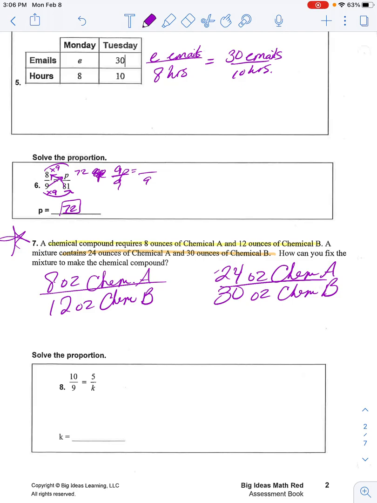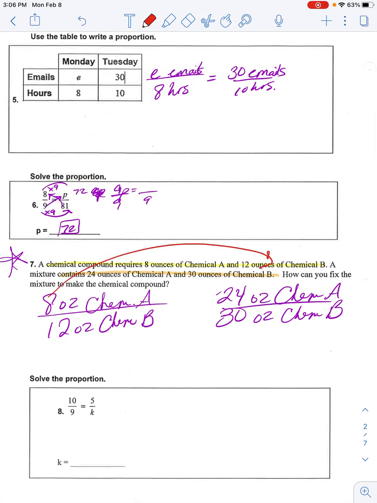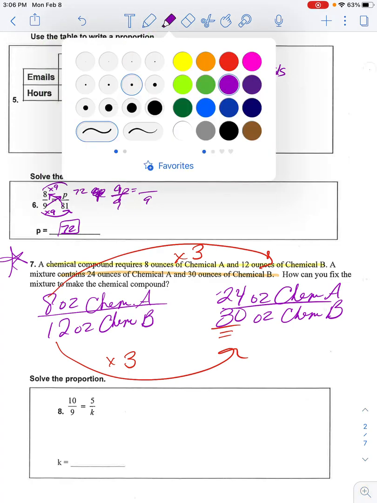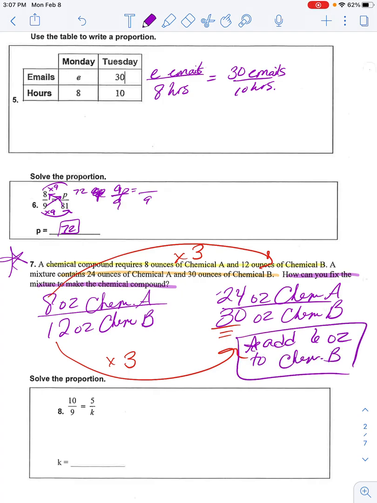Few things we can do here. The easiest, guys, would again be to use common multipliers. How do I get from 8 to 24? Multiply by 3. If I multiply this by 3, the denominators, I need this chemical B to be 36, right? So the question is, how can you fix the mixture? Okay, so I'm going to fix it by adding 6 ounces to chemical B. That's how I would fix the mixture.